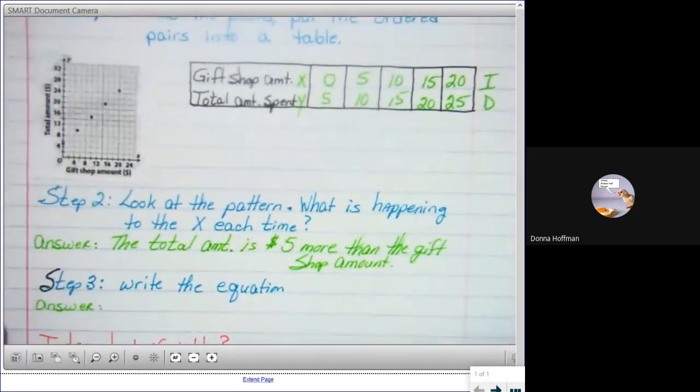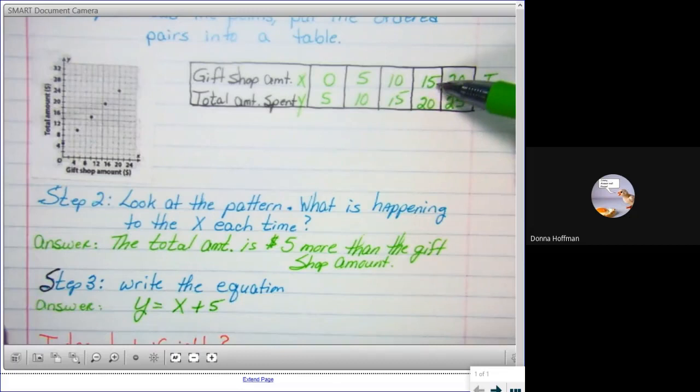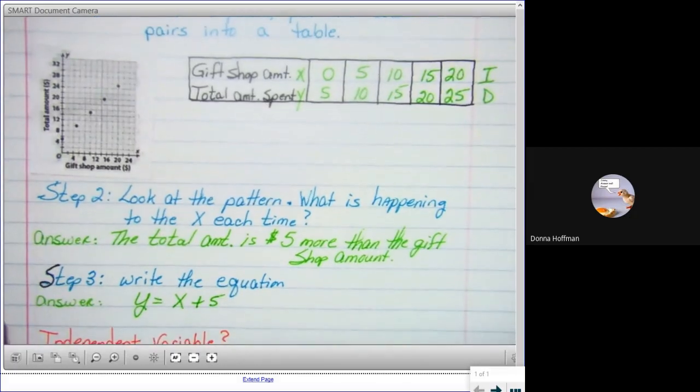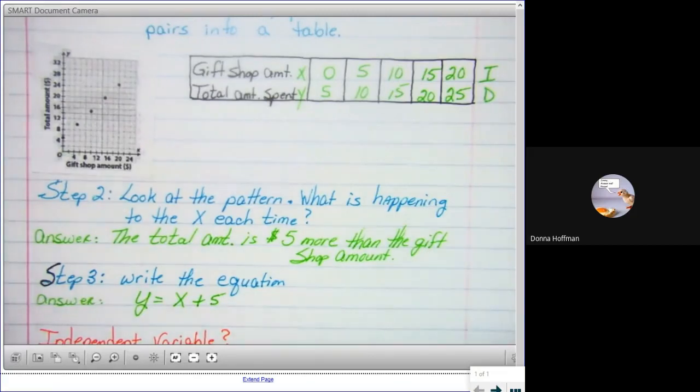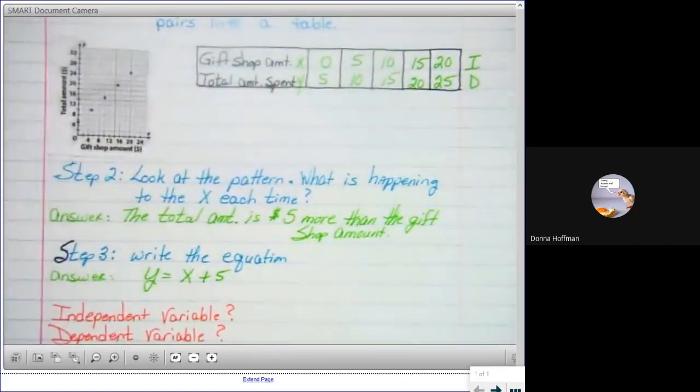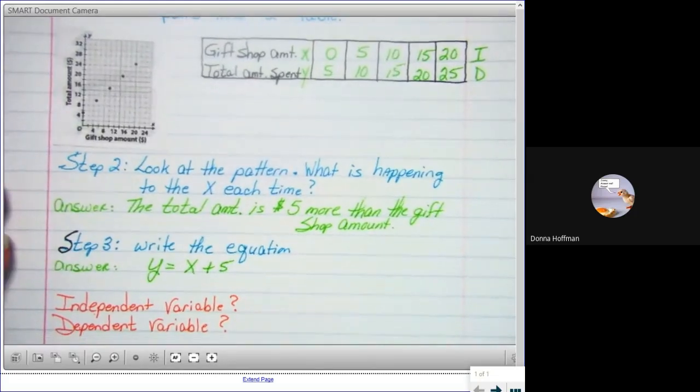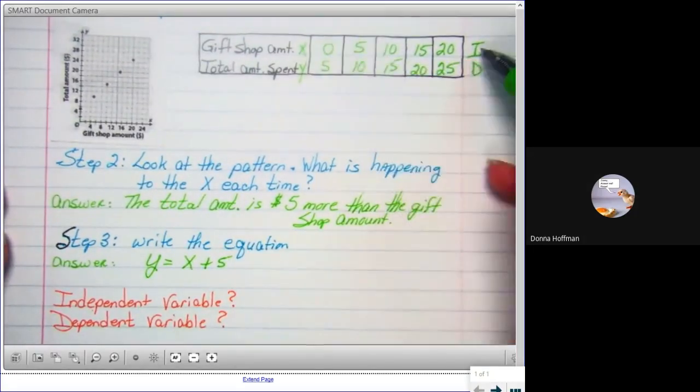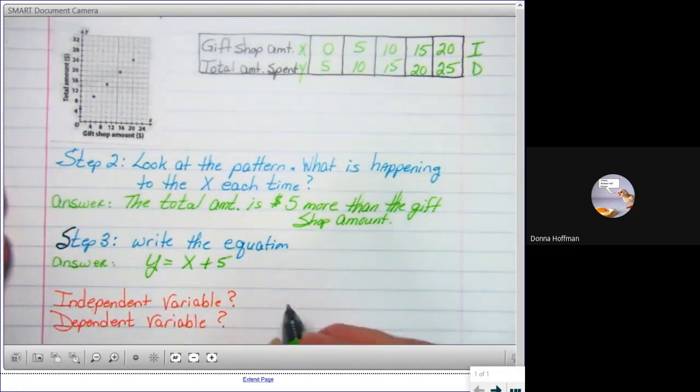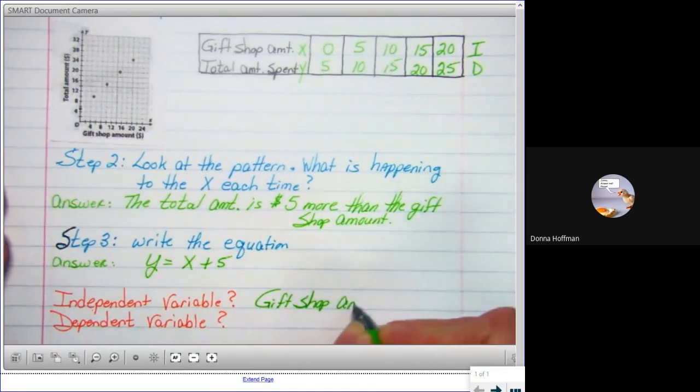So you're going to write the equation. Your equation always starts off y equals x plus 5. Isn't it a $5 increase every time? 5 to 10, 10 to 15. It's a 5 increase everywhere. So yes, your answer to the equation is y equals x plus 5. The independent and dependent variables should be super easy by now, because your x value is your independent and your y value is your dependent. This is why we label every table. So your independent variable is the gift shop amount, and your dependent variable is the total amount spent.